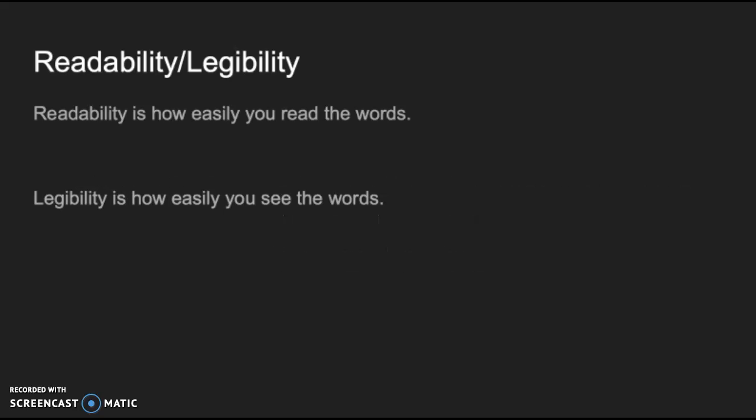First, we have the definitions. Well, it's not technically the main definition, it's just a quick definition. Readability is how easily you read the words, while legibility is how easily you see the words.